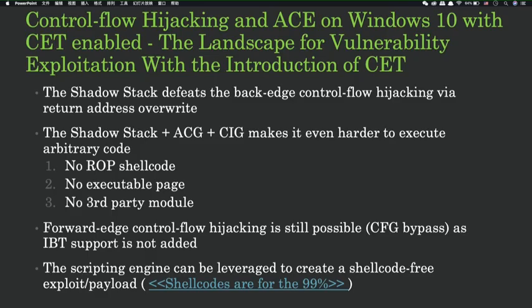Second, shadow stack together with ACG and CIG. ACG stands for arbitrary code guard. CIG stands for code integrity guard. Those make arbitrary code execution even more difficult. Why is that? First of all, shadow stack pretty much defeats the raw shellcode. We cannot jump arbitrarily anymore. And then, as we know, the purpose of ACG is to load only known code into memory for execution. And CIG ensures that if we can load known code, then when the code is loaded, it cannot be changed.